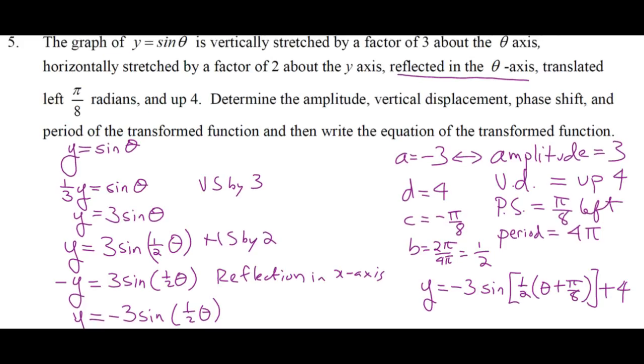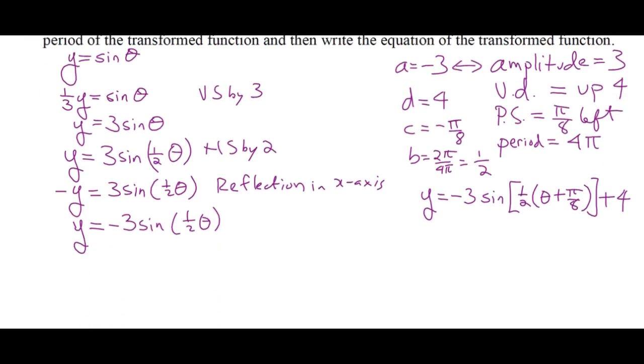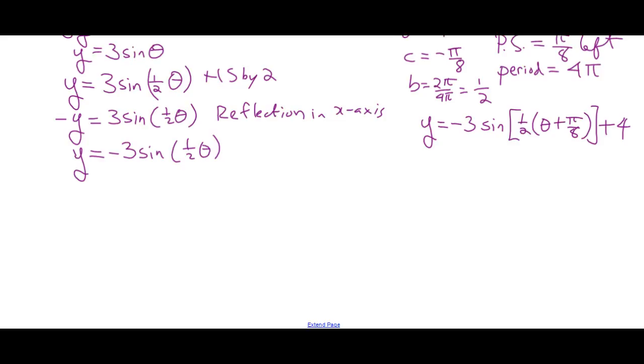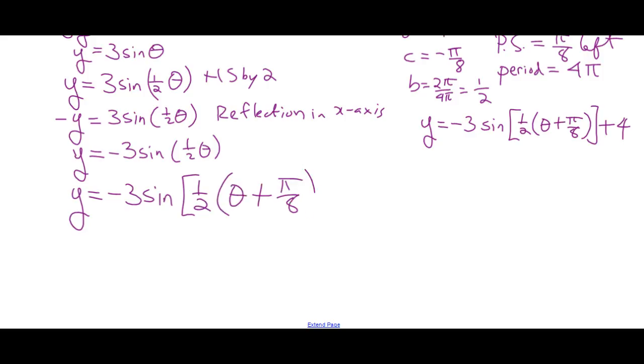Okay, what's next? I'm going to translate it left pi over 8 and up 4. So y is equal to negative 3 sine, okay, now we go to the square brackets, 1/2 theta left pi over 8, so plus pi over 8, up 4. Okay, then you can compare these two. So you can get your values of A, B, C, and D.